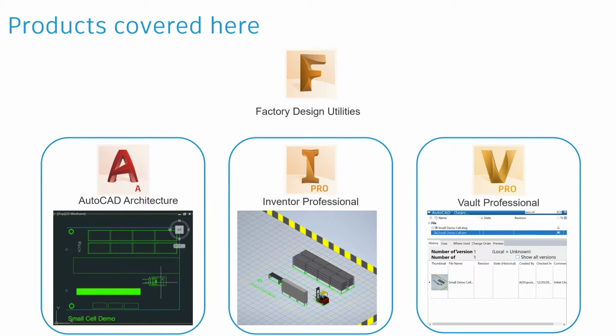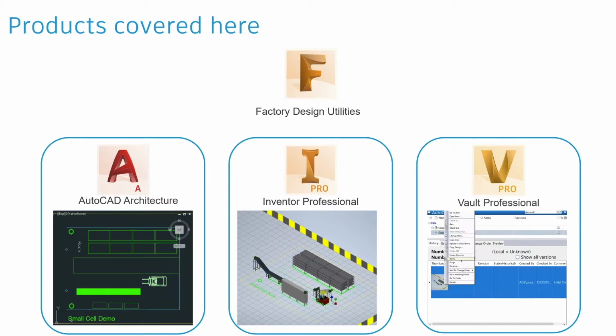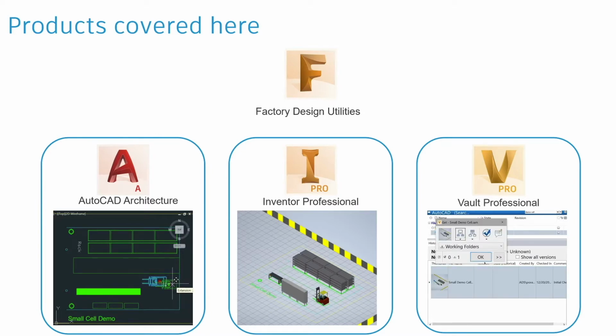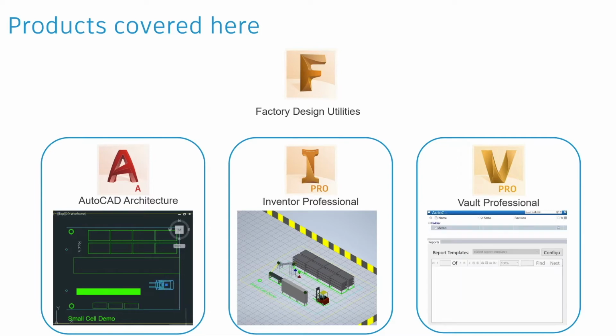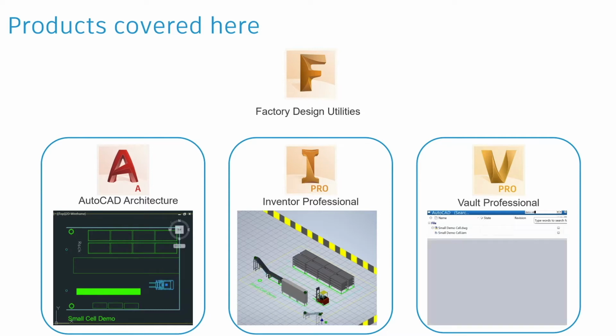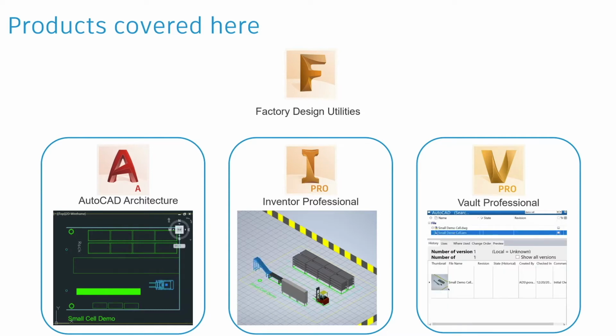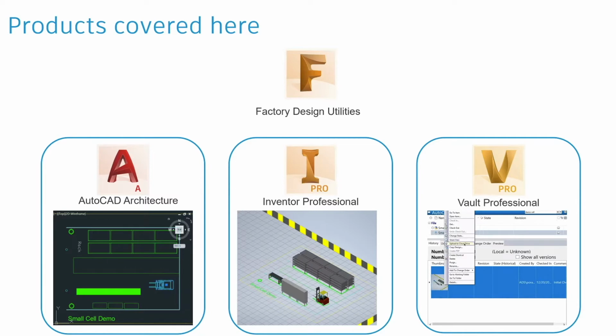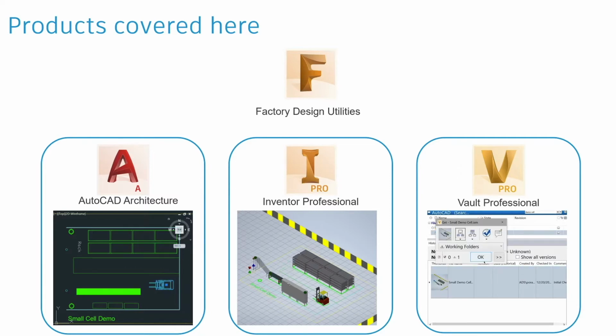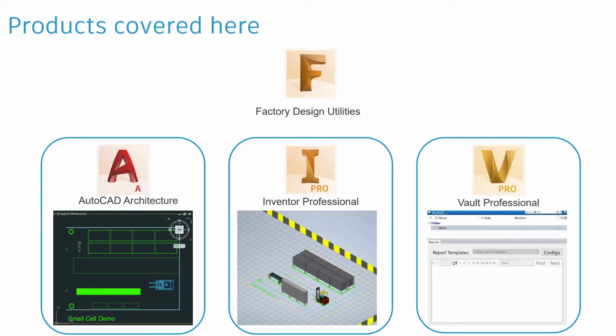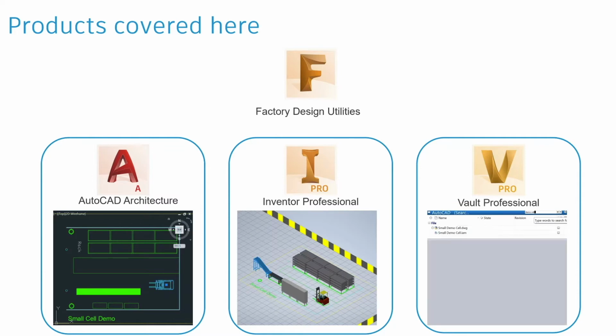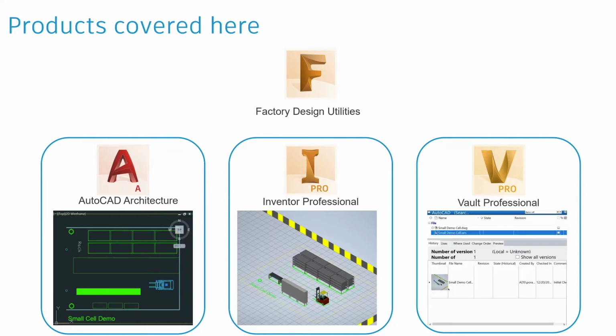The Factory Design Utilities application is something that is installed but does not really represent a typical application. What it does is add add-ins within AutoCAD Architecture, Inventor Professional, and Vault Professional. Within AutoCAD and Inventor Professional, you will have a factory ribbon. Within Vault Professional, it adds factory design capabilities to the Vault application.